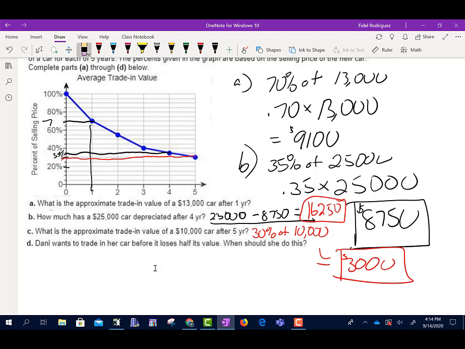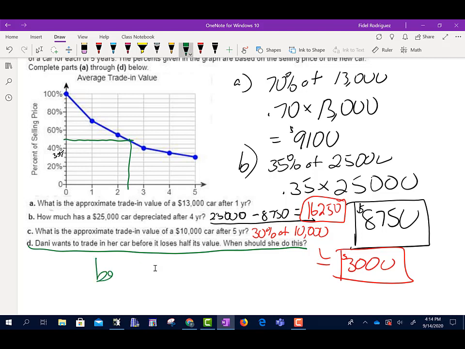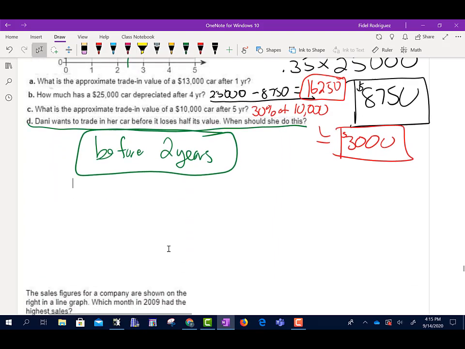Let me clean up some of this mess that's here. And let's look at part D. Part D says, Danny wants to trade in her car before it loses half its value. When should she do this? Well, the 50% mark would be right here. So I would say before 2 years, right? Before 2 years would be the time to do that. Maybe 2.5, but definitely before 2 years.